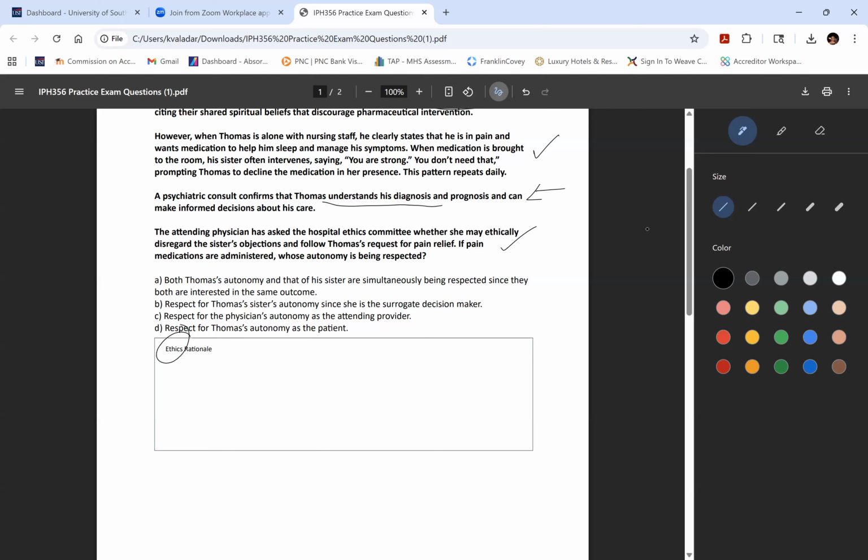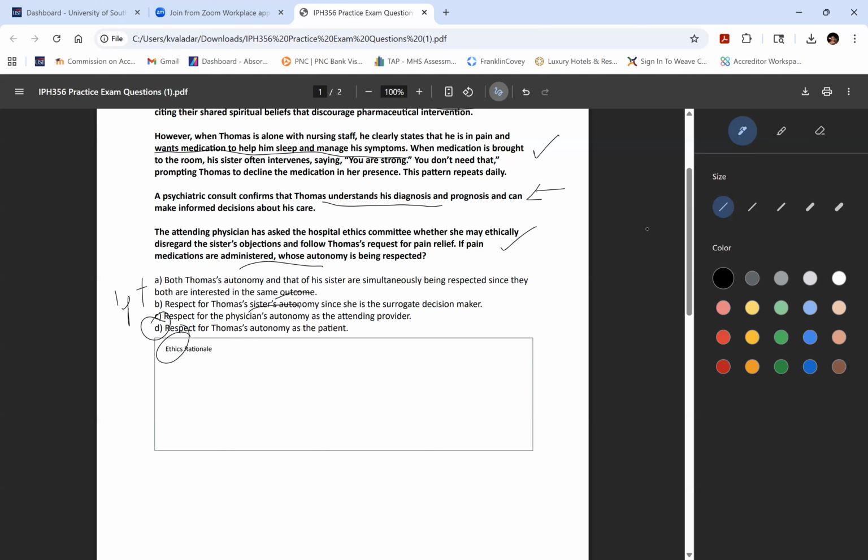So, if pain medication is being administered, which is what Thomas is asking for, he wants medication, he's mentioned that to the nursing staff, then clearly it's Thomas's autonomy that's being respected. It's not Thomas and his sister. It's not his sister's autonomy. It's not the physician. So respect for Thomas's autonomy. Okay, so that gives you 1 point.